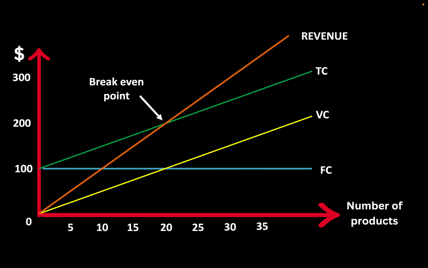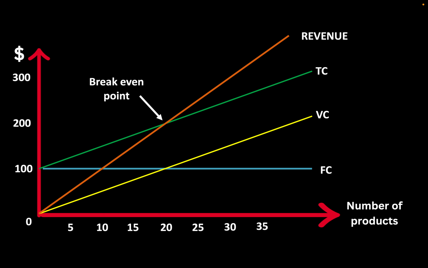This here is my break-even point. My break-even point is where my revenue and my total costs are equal to each other. You can see up until that point, the green line is above the orange line. That means I've got more costs than I do revenue. So that means I'm making a loss.